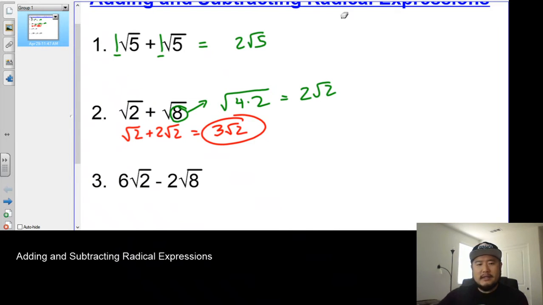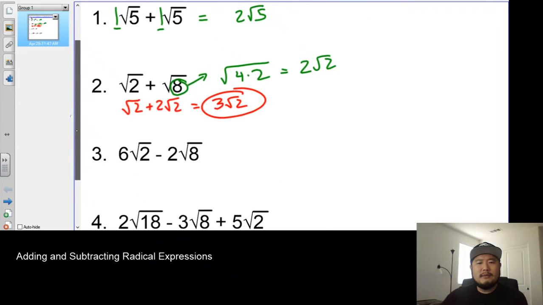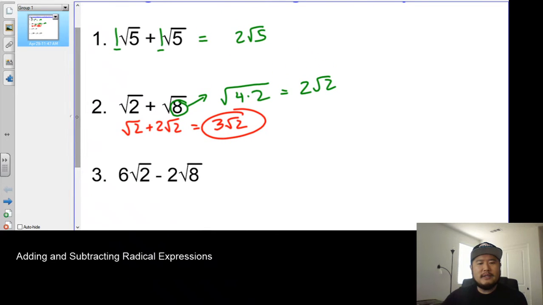Make sure you guys know how to simplify these. I will not be taking decimal answers. So you've got to know how to do it.